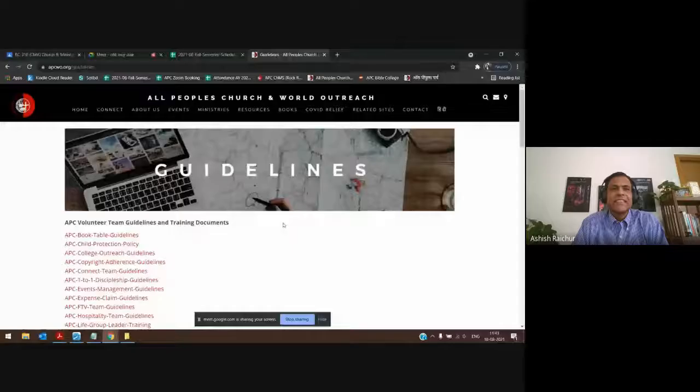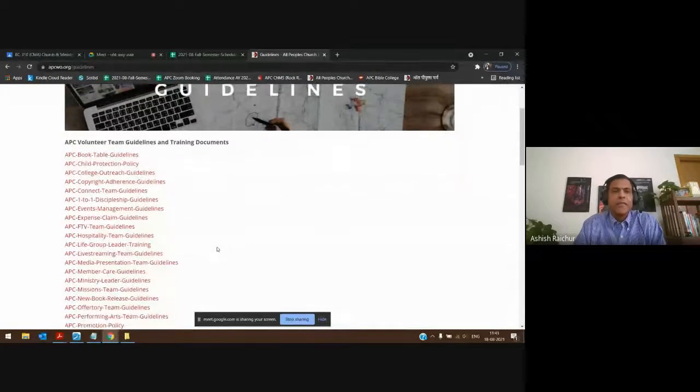All right. So you can see this. On our website, apcwo.org/guidelines, over time we wrote guidelines for various things like the book table. How do you arrange books on the book table? They need to come a little early. They need to set it up. They need to keep books there. What if you run down the stock on the books? So we had to put that in place.